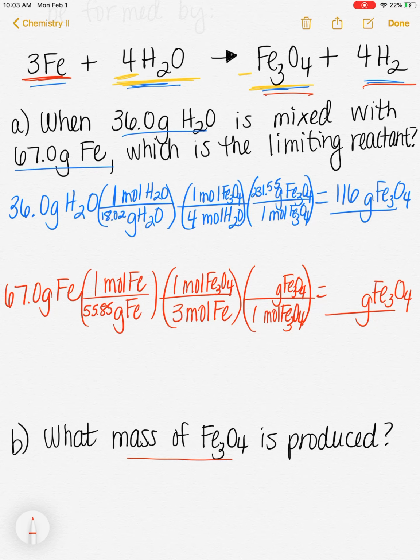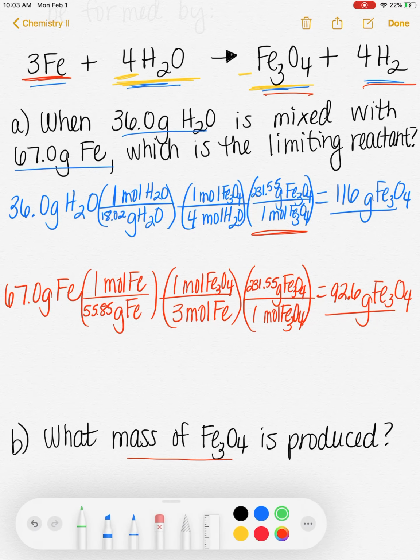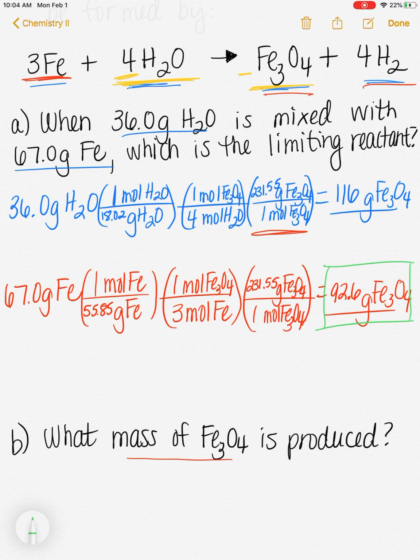Grams to moles, I put a 1 with the moles, and luckily I've already done this molar mass in the previous calculation. I had determined that there were 231.55 grams in that. So let's do our math. We're going to take 67 divided by 55.85 divided by 3 times 231.55, and I get 92.6 grams of Fe3O4. So we're always limited to the smaller amount. So in this case, the smaller amount is the 92.6 grams of Fe3O4.